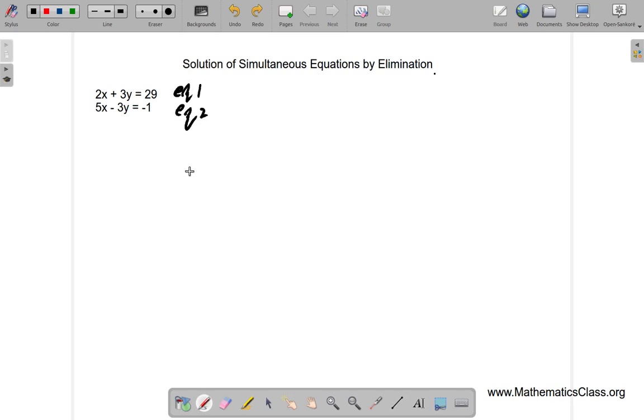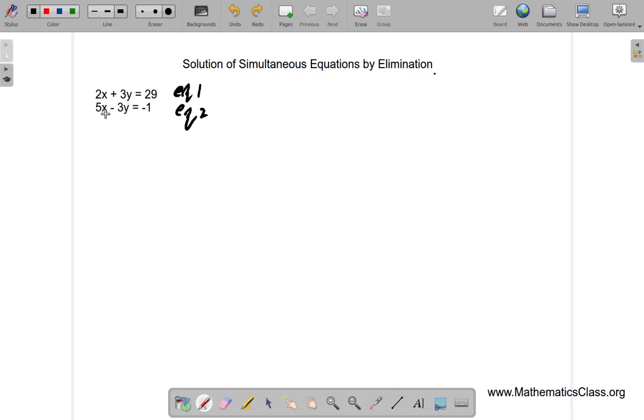Now, as a reminder, simultaneous equations means two equations to be solved at the same time together. And we use elimination because we can work with only one equation at a time, but each equation has two unknowns here, and we can't work with that. We need to work with an equation with one unknown, so we need to eliminate one of the unknowns, either x or y.